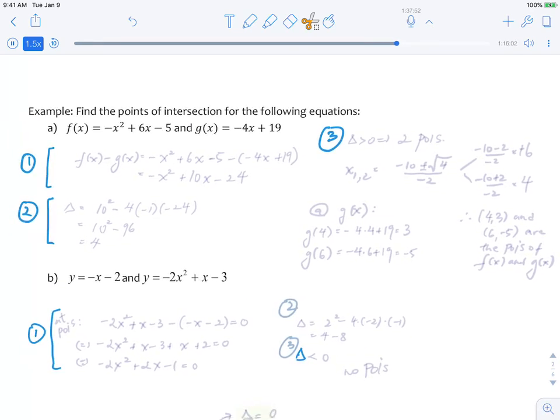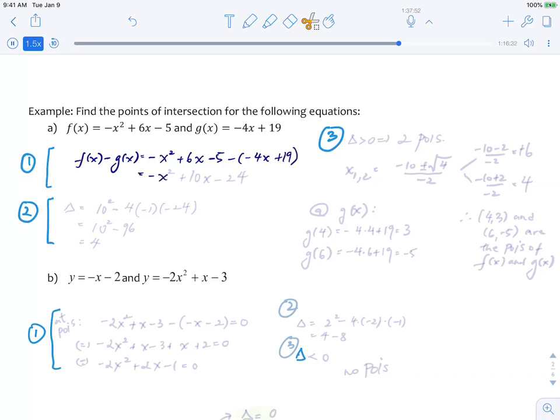Okay, what's the first thing I have to do here to figure out the points of intersection? First step. F of x minus g of x. Okay, so I'll still write it out. I know most of you won't after all, but f of x minus g of x is minus x squared plus 6x minus 5. And I'm going to use my brackets here so I don't forget the signs, right? So negative 4x plus 19 is subtracted.